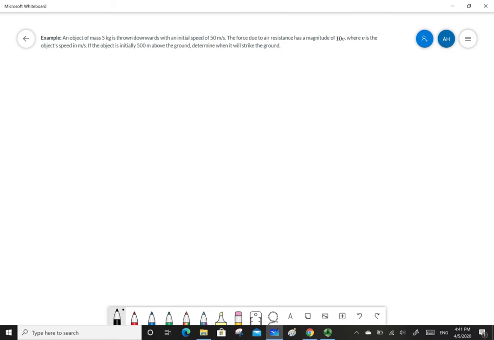An object of mass 5 kilograms is thrown downwards with an initial speed of 50 meters per second. The force due to air resistance has a magnitude of 10v, where v is the object's speed in meters per second. If the object is initially 500 meters above the ground, determine when it will strike the ground.